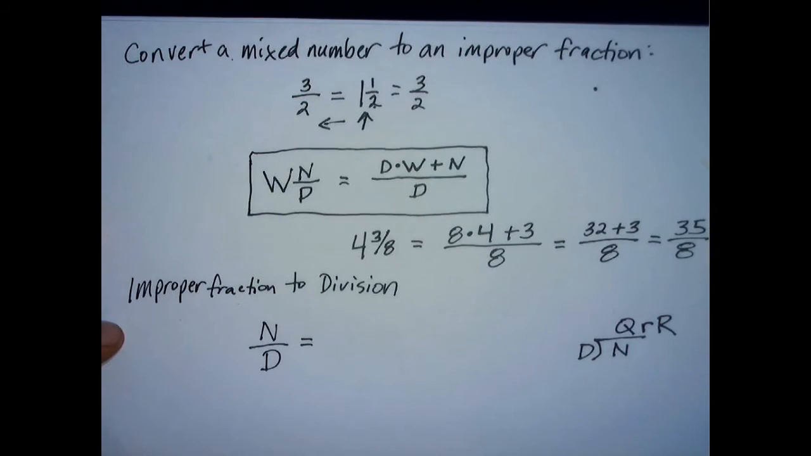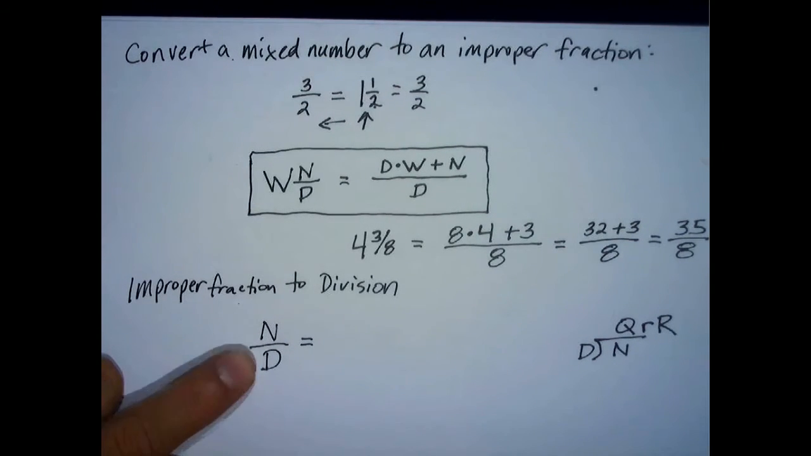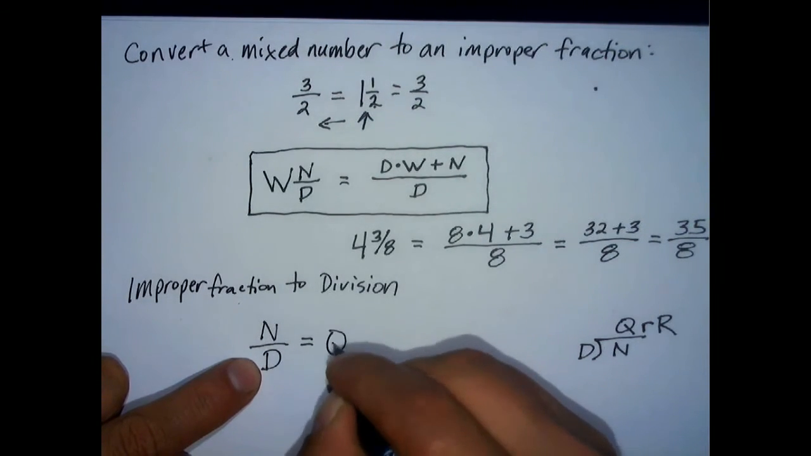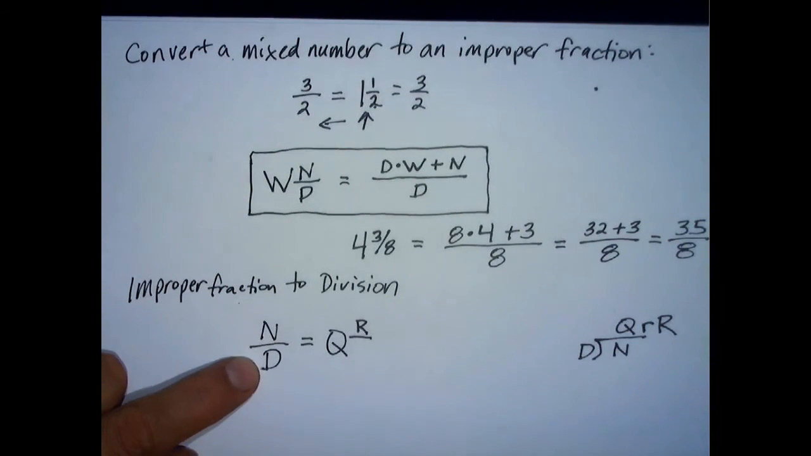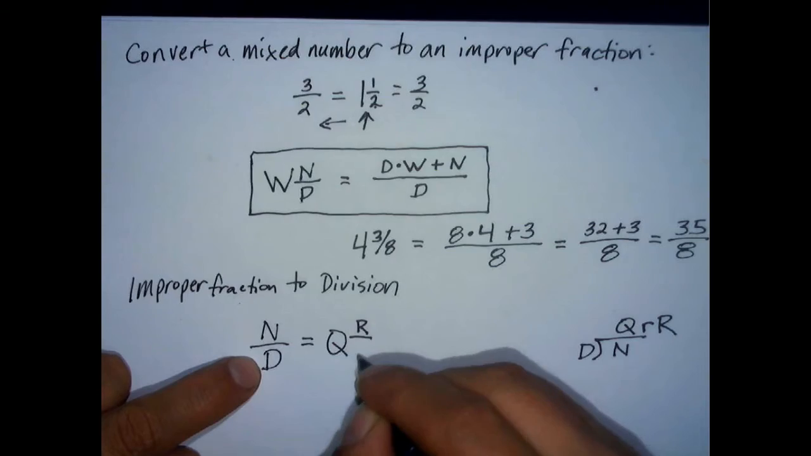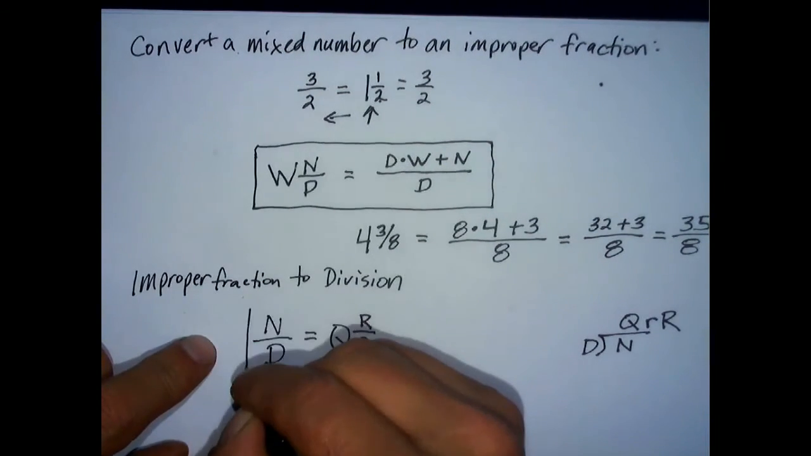We're going to take this and put it in our formula here. The mixed number's whole number is the quotient. The remainder is going to be the numerator in the new fraction. And the denominator is going to stay the same. Just like this.